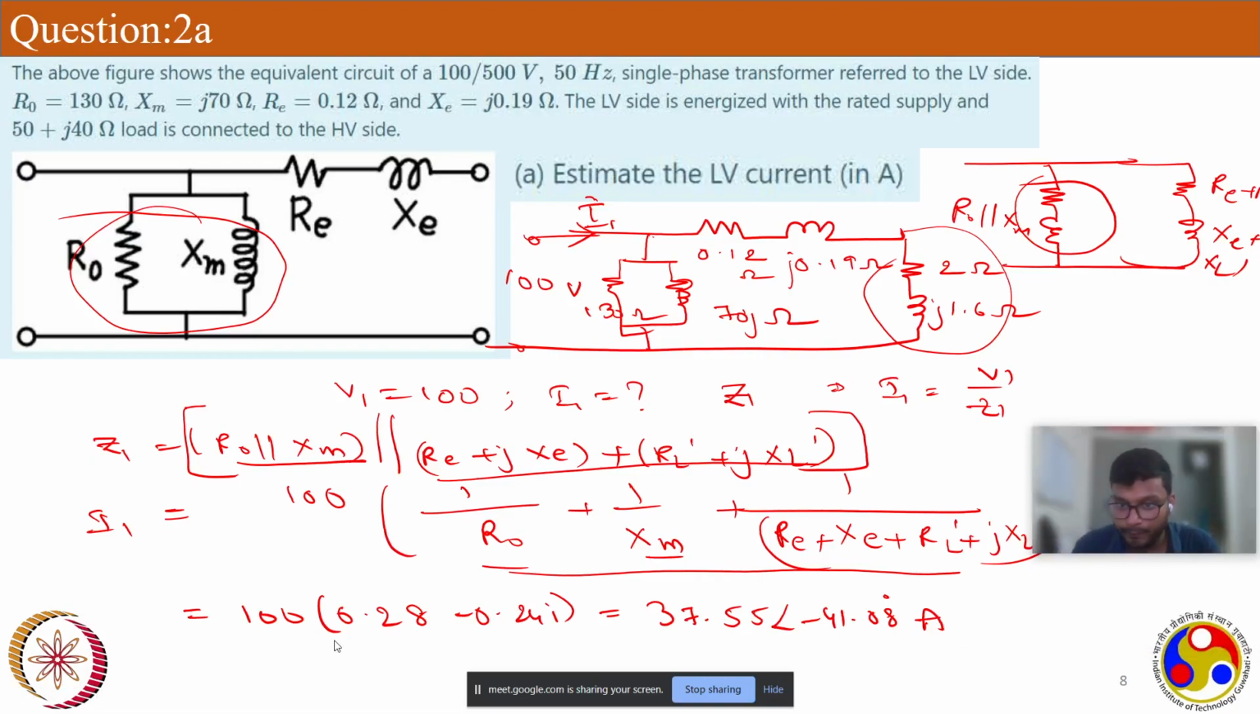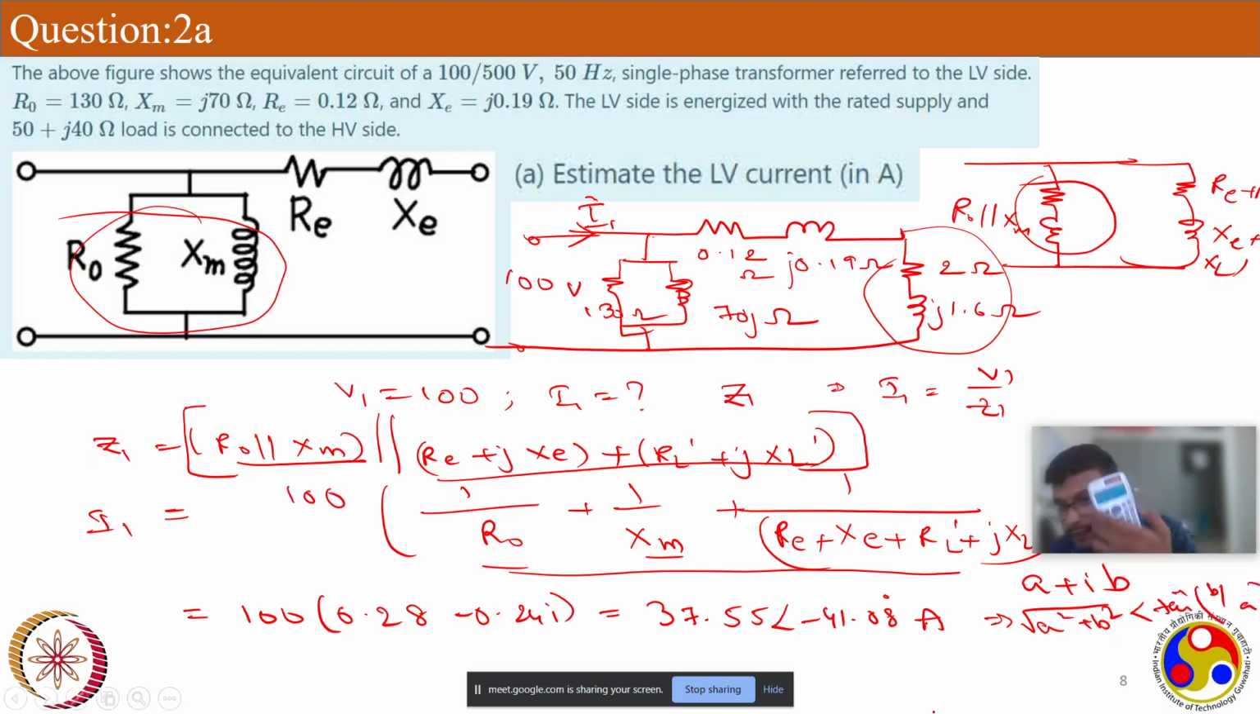Let's say you have the equation in A plus iB form. So the polar form will be the square root of A square plus B square, at an angle of tan inverse B by A. If you have this kind of calculator, you can calculate in complex form A plus iB and directly convert that into polar form. There is an option here.